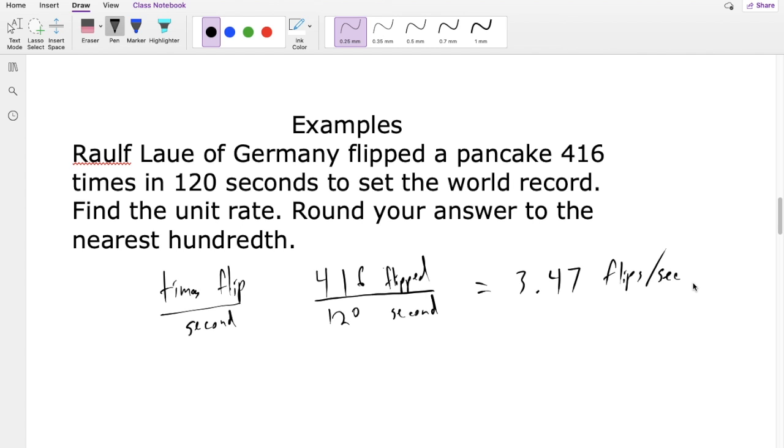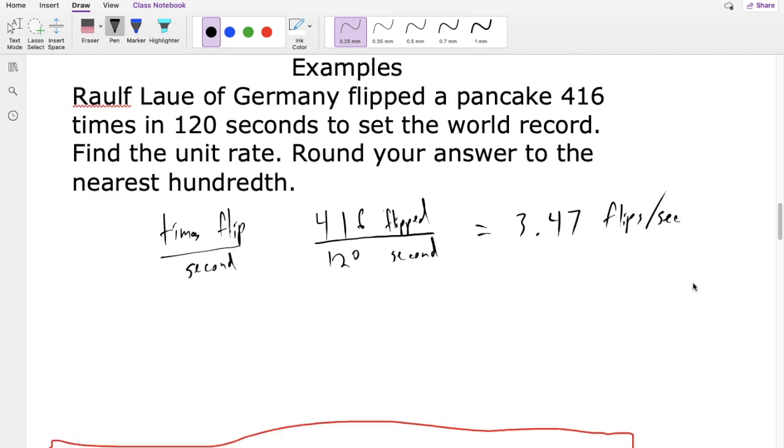Again, I looked at it and saw that this is a ratio of flips to seconds, so then I could set up that rate, 416 flips per 120 seconds. Then I can make it into a unit rate by just dividing 416 by 120.